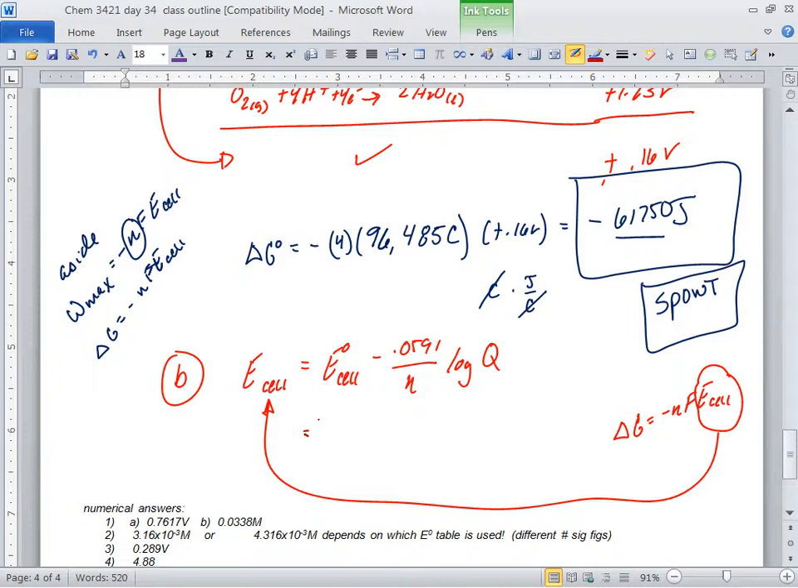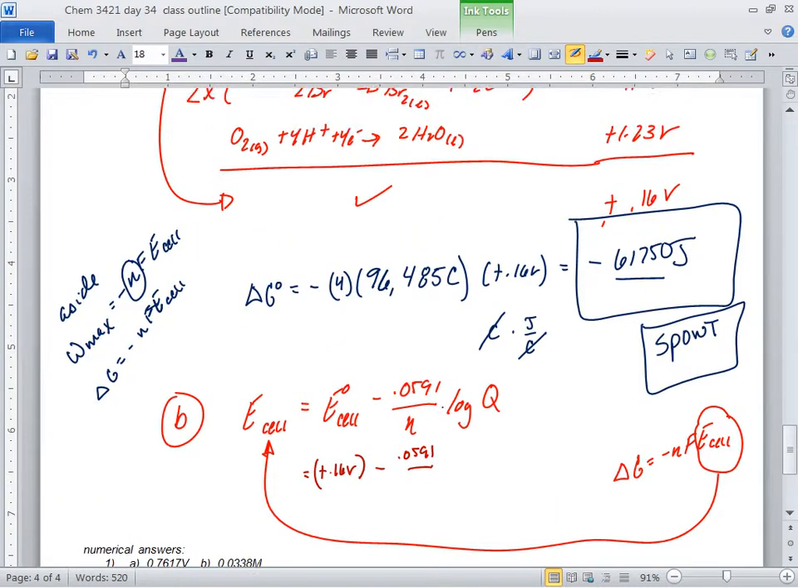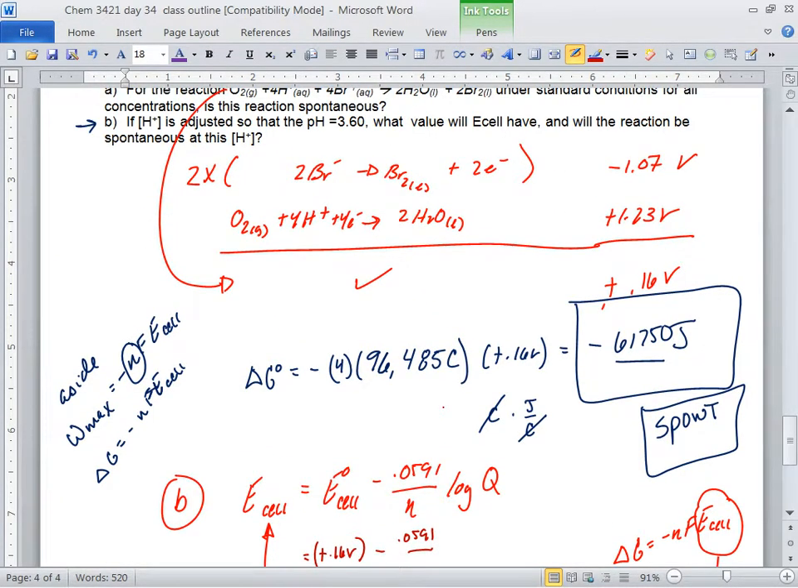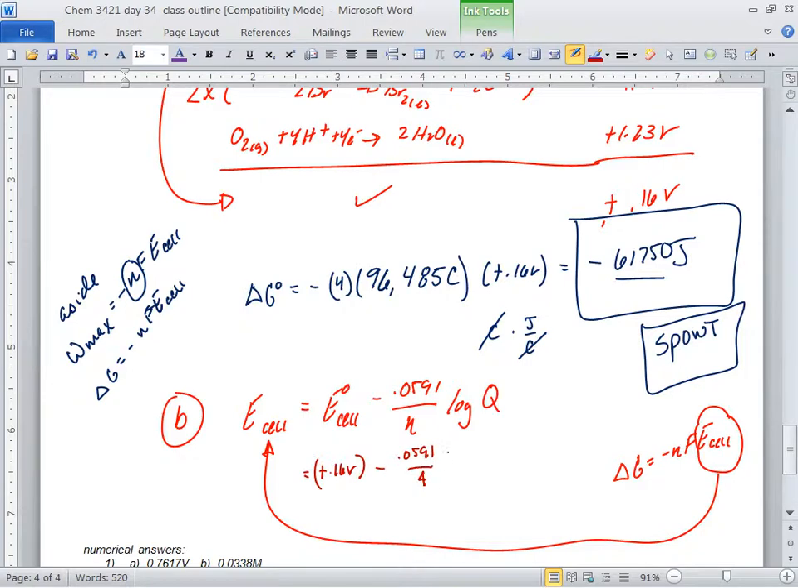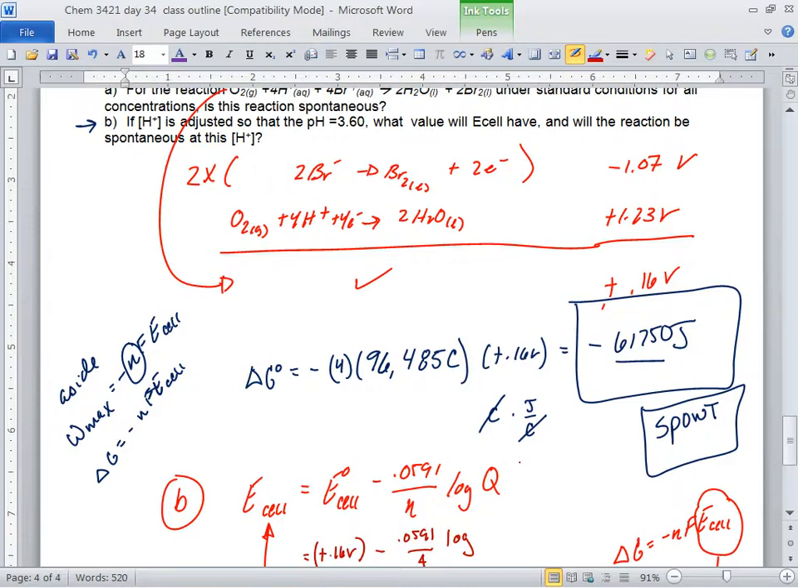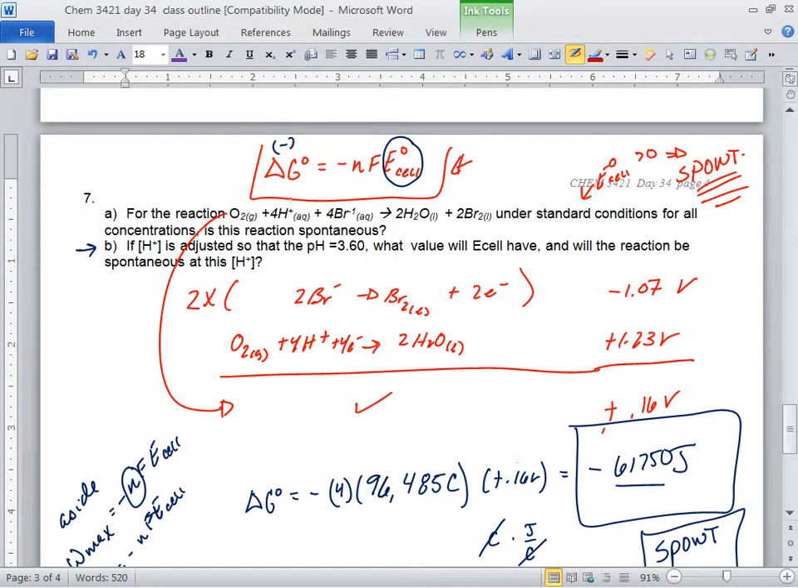What is it? We said it was 0.16 volts minus 0.0591. And what's n again? 4, because the 4 canceled. Thank you. Log of products over reactants. So we have to look at our cell to do this. Okay, products over reactants. So that's H2O. Does this show up in our Q expression? No, because it's a liquid.